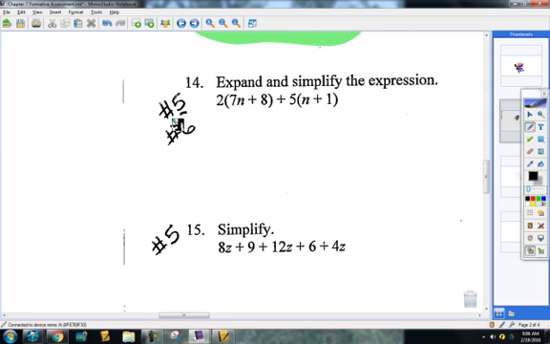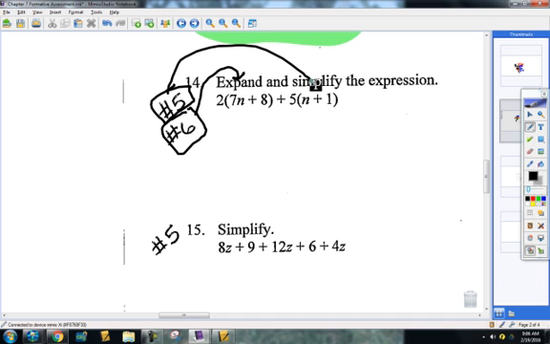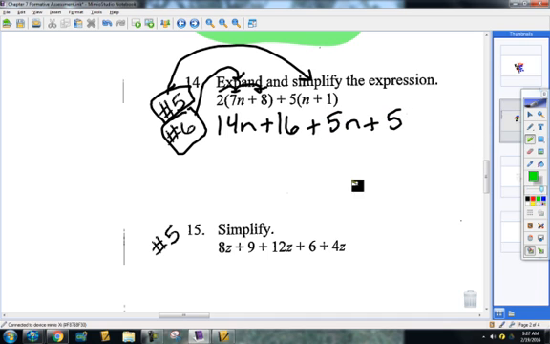Okay, number 14, same rules apply. Learning target number 6, that's the expand part. Learning target number 5, that's the simplify part. So we're going to expand first. That's going to be 14n plus 16 plus 5n plus 5.